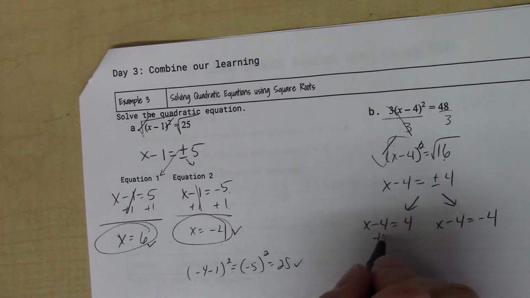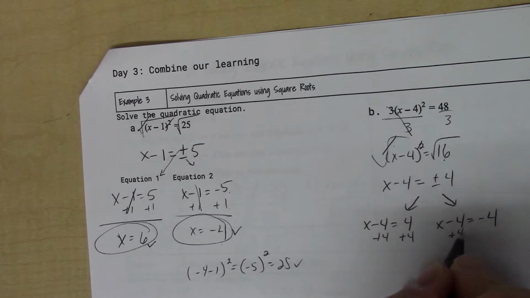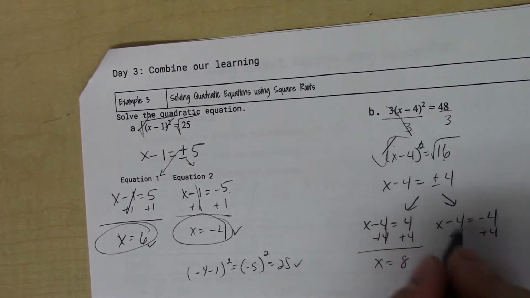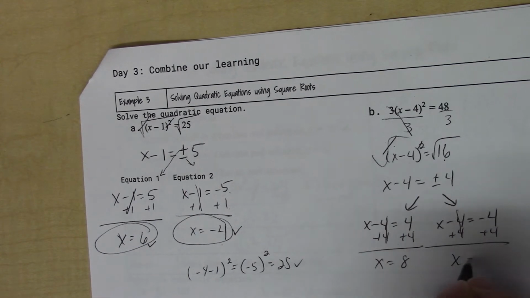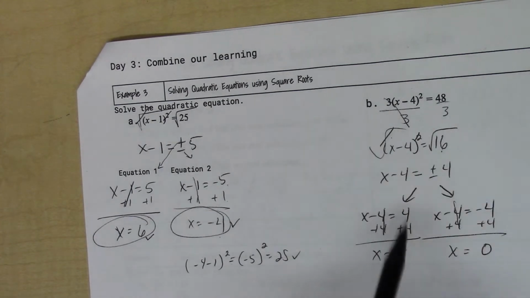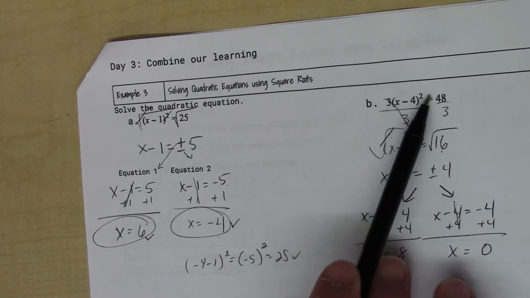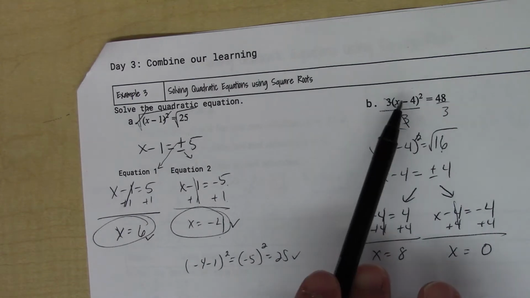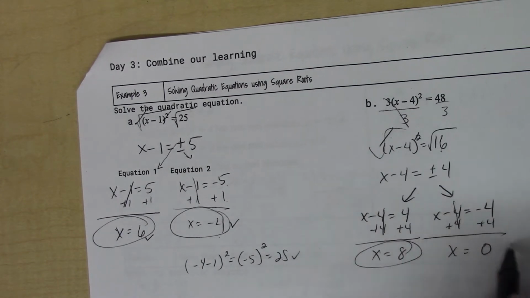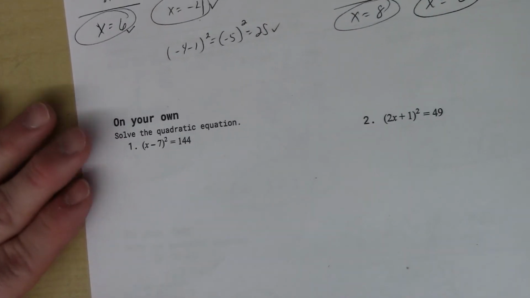And again, this should be the same steps. Add 4, sure enough. Add 4, sure enough. Over here, x equals 8. Over here, x equals 0, because negative 4 plus 4 are kind of opposites, right? So I plug them back in. If I plug in 8, I get 4 squared is 16 times 3 is 48. It works. 0 minus 4 is negative 4 squared is 16 times 3 is 48. They both work. Okay? Then there's on your own.